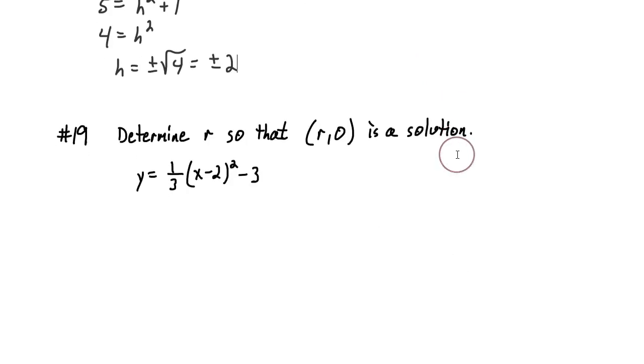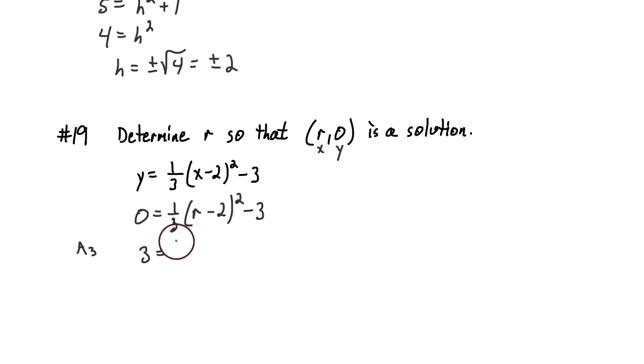Number 19, determine all values r so that r, comma 0 is a solution. Remember, the first number in parentheses is an x value. The second one's a y value. Let's make substitutions. For the letter y, fill in 0. For the letter x, fill in r. Now let's solve the equation. I'm going to add 3 to both sides. We get 3 equals 1/3 times r minus 2 squared.